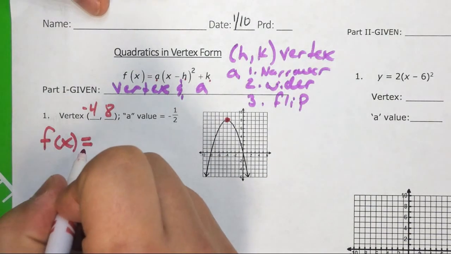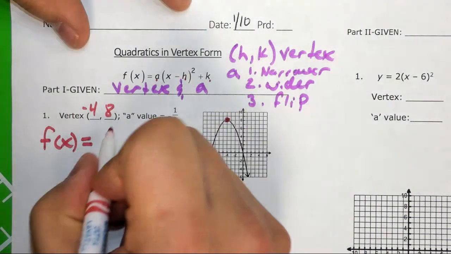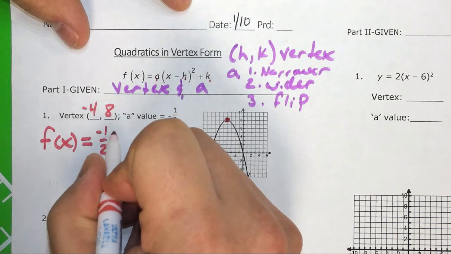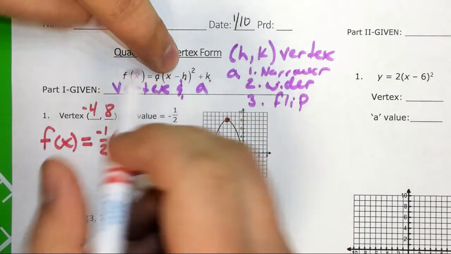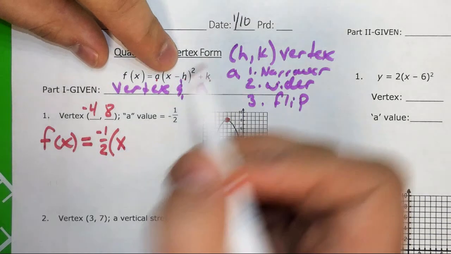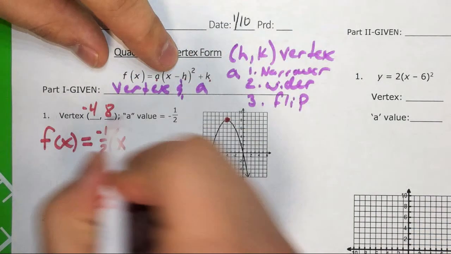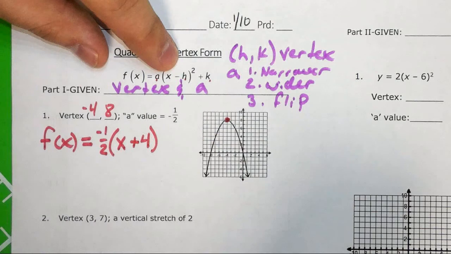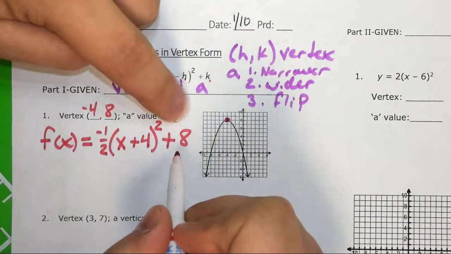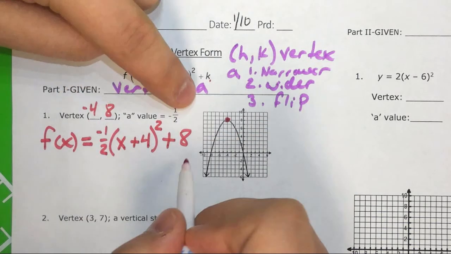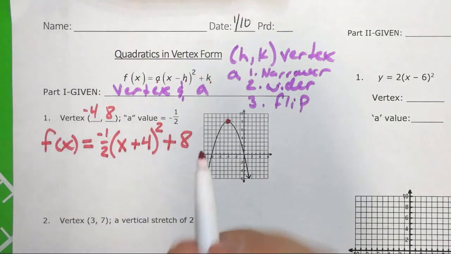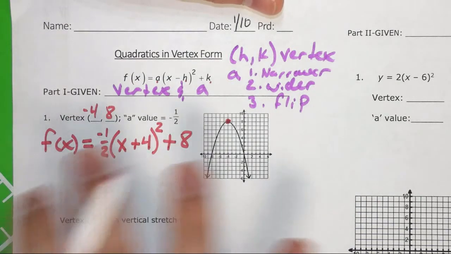f of x equals, and the a value is negative 1/2. Parentheses x, now it's minus h, so we have to make sure we've got a negative 4. When it comes in, it has to change sign. So a negative 4 becomes positive 4. Always make sure the one in the parentheses changes. So that's plus 4, and then in the end, plus k. Notice 8 was positive, still positive. That one does not change. And that's it. That's the equation right there. We're good. That's all we're looking for, just the equation in this case.